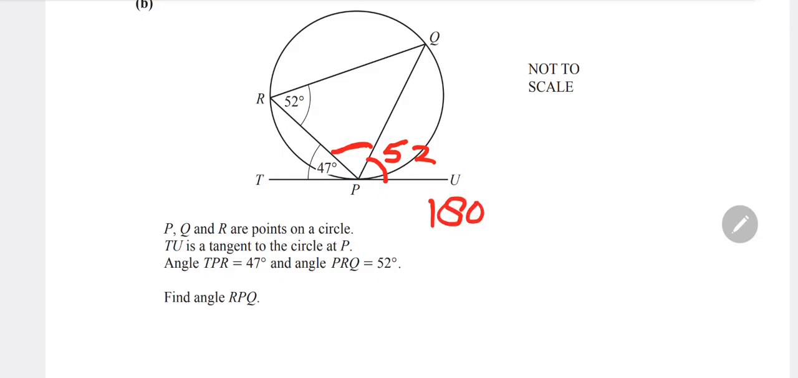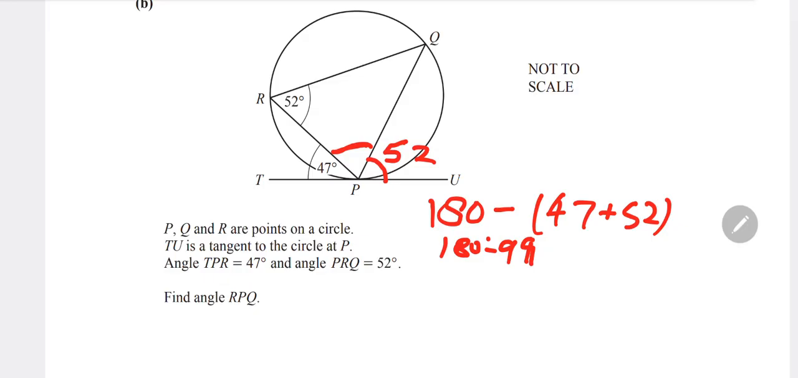So the three angles become 180, it means a straight angle. 47 plus 52, add both values and then subtract. So they are around, I think, 9 and 9, double 9, 99. So when you subtract 99 from 180, it's around 81 degrees. So angle RPQ must be 81 degrees. This is our answer. Now move to the next question.